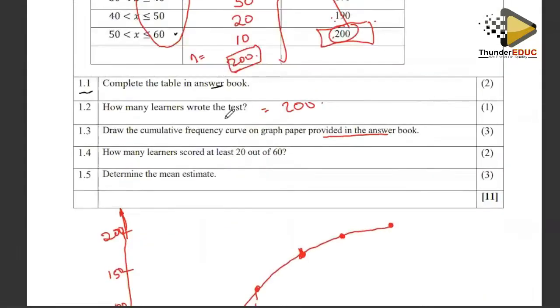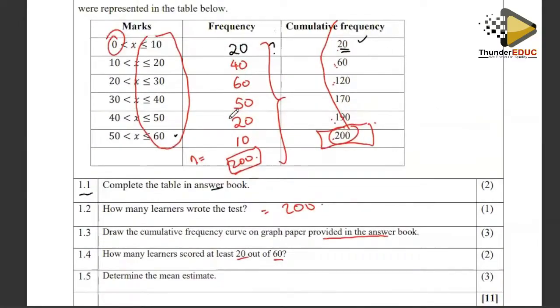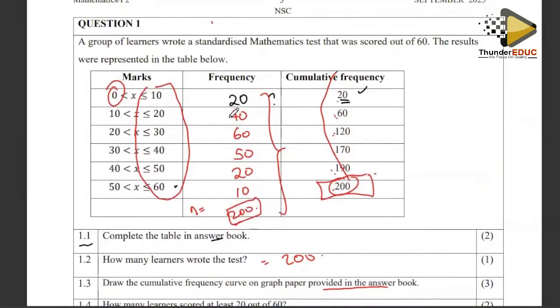Then how many learners scored at least 20 out of 60? When they say at least, meaning that the minimum is 20, but the maximum can be 60. So what do we do in that case? We know that between 10 up to a maximum of 20, we have 60 learners.